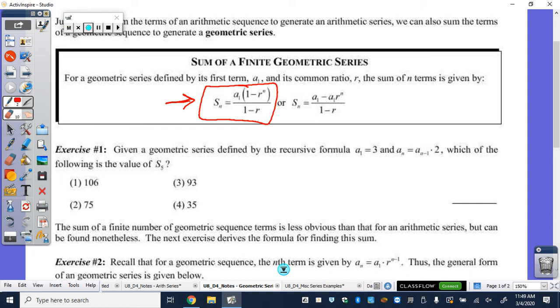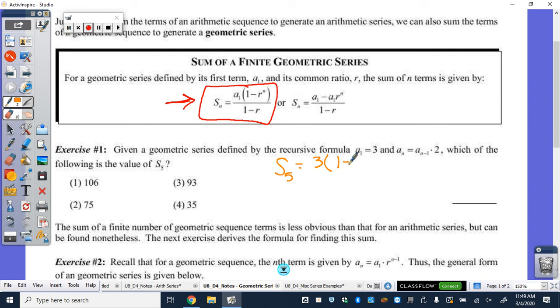So exercise 1, given a geometric series defined by the recursive formula a sub 1 equals 3, a sub n equals the previous times 2, which of the following is the value of s sub 5? So we're going to figure out the sum of the first 5 terms of this geometric sequence. Following along with my formula up here, I start with my a sub 1, which is 3. And then it's 1 minus r.